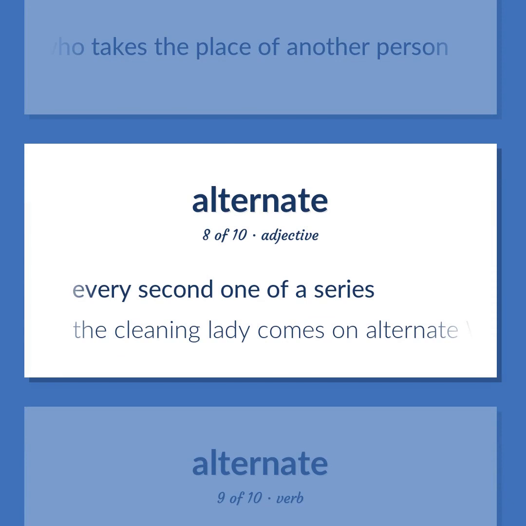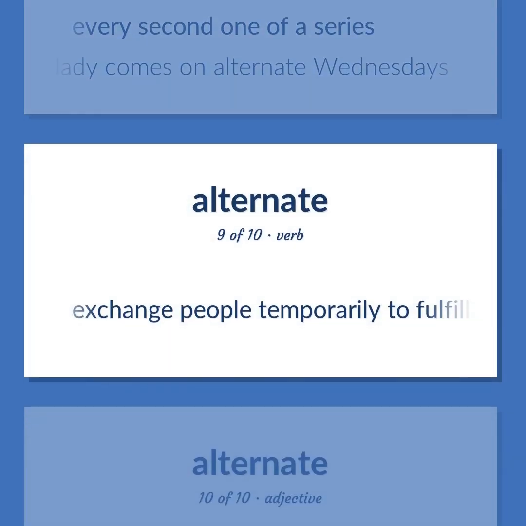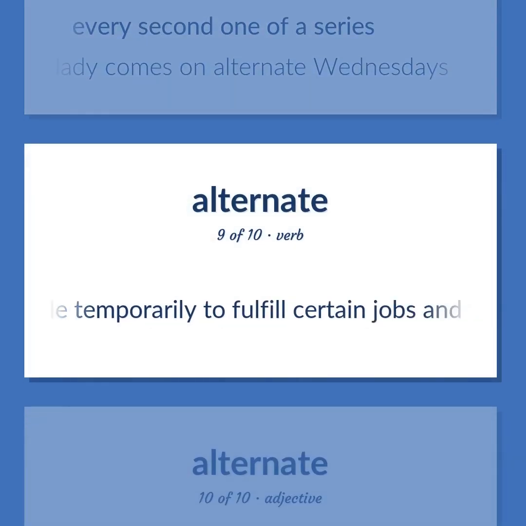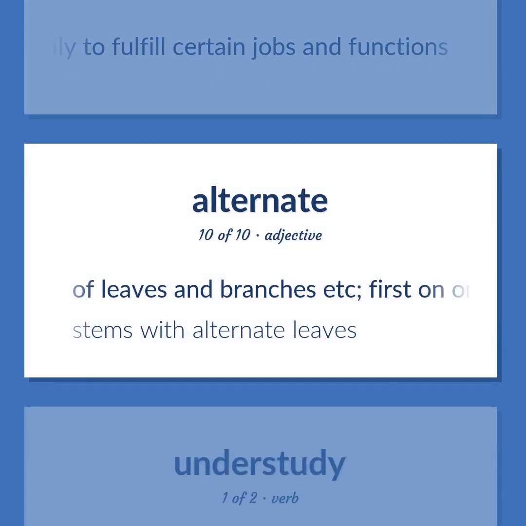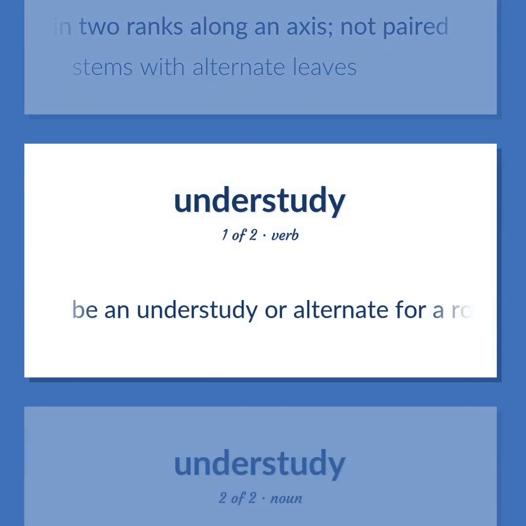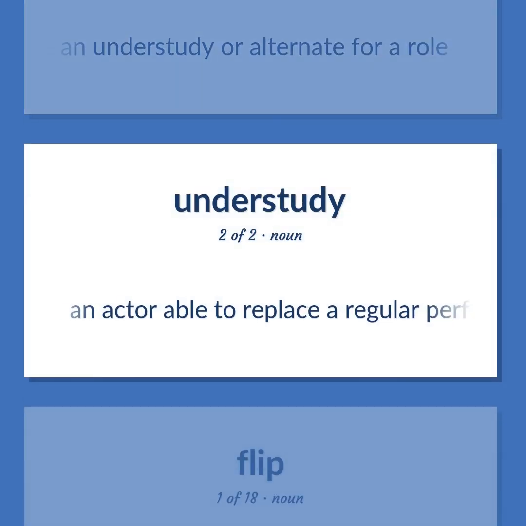The cleaning lady comes on alternate Wednesdays. Exchange people temporarily to fulfill certain jobs and functions. Of leaves and branches, etc. First on one side and then on the other in two ranks along an axis, not paired. Stems with alternate leaves. Be an understudy or alternate for a role. An actor able to replace a regular performer when required.